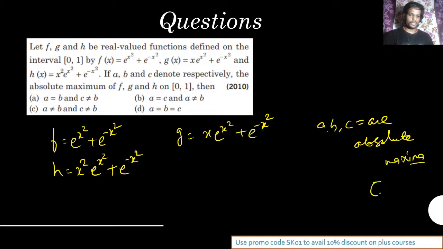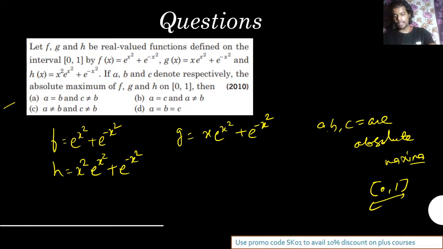Absolute maxima is obviously defined in an interval. So in 0 to 1, they are the absolute maxima. First we have to calculate the absolute maxima, and then we will see the relationship between them. Is a equal to b, or c not equal to b, or a equal to c, or a not equal to b, something like that. So let's try to do it.